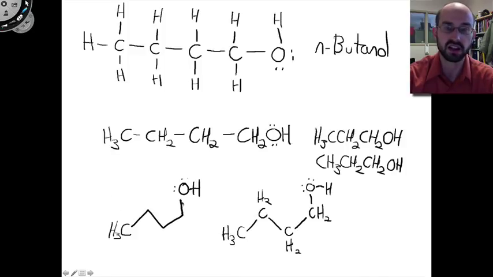The other thing this line angle structure is really good for is drawing rings. So something like that. That's cyclopentane. There are 5 carbons, and it's a pentagon. So the rings are often easier to see than just these linear molecules like this.